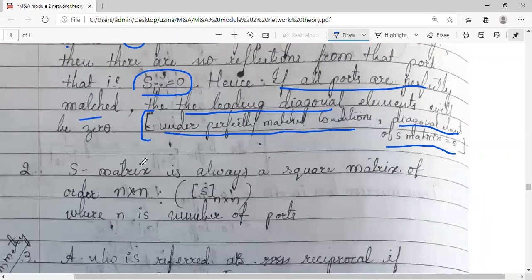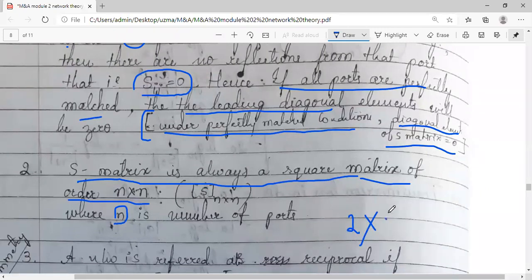Now, the second property. You have observed this for a multi-port network: the S matrix representation is always a square matrix, of the order, in general, n cross n, where n is the number of ports. So if it is a 2-port network, the matrix will be of the order 2 cross 2, right?